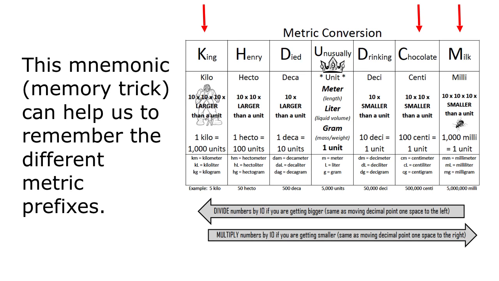Deci is like in decimal. It means a tenth. And centi, like centimeters or centipedes, means 100th. And milli means 1,000th. Today in your math class, you're going to practice with your teacher converting between different units of measurement.